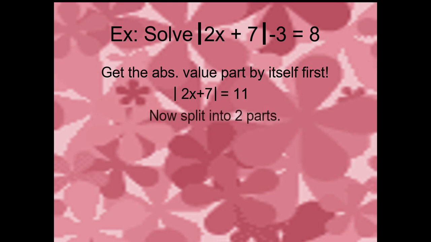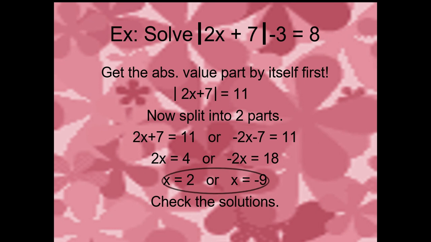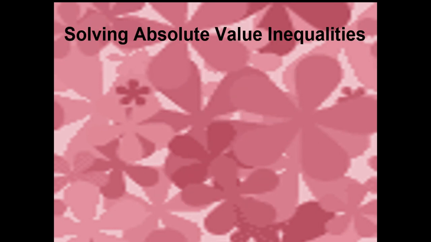Okay? It's easy. You just need to focus and work step by step. Once I have the final answer, I can check my work. 2 times 2 is 4, plus 7 is 11. Here, 2 times minus 9 is minus 18, plus 7 is minus 11, and the absolute value is 11. So you have the right answer. That's it. Now, if I have an inequality, how are we going to solve it?